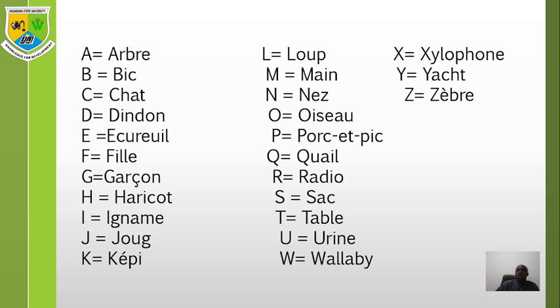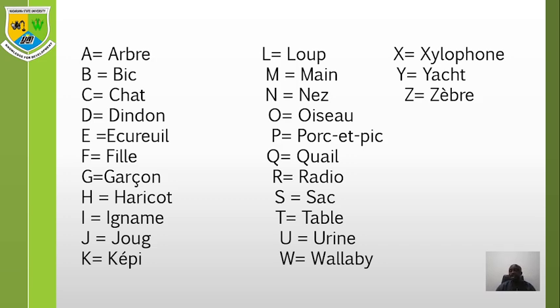O, oiseau. Oiseau means bird. P, porc-épic. P stands for porc-épic, and porc-épic means porcupine. Porcupine is an animal. Q pour quai. R, radio. R pour radio. Radio means radio in English language too.